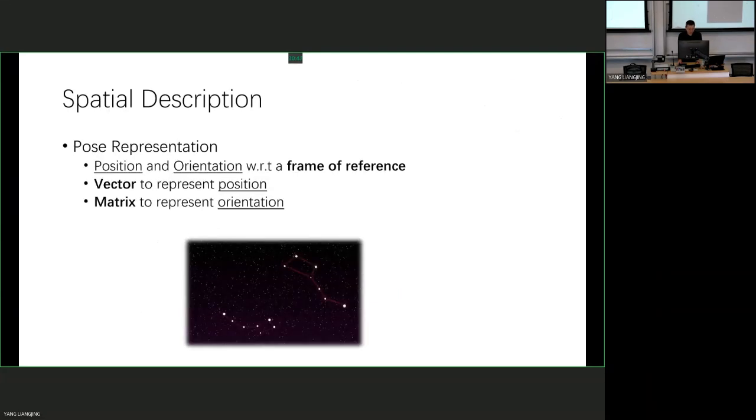Okay. So when we talk about spatial description, when we want to describe the spatial information of something, we want to be able to define the position and orientation with respect to a frame of reference. That means the frame of reference is always the observer being somewhere. So this will involve two things. If I want to describe the position and orientation of something, a lot of the time we can use a vector to represent the position, and we can use a matrix to represent the orientation.